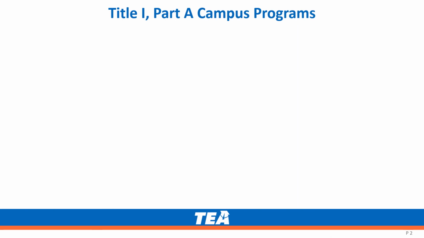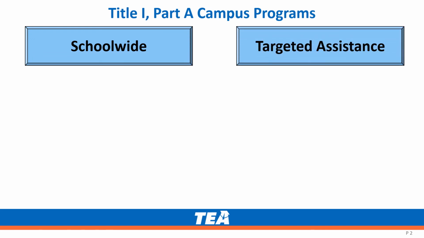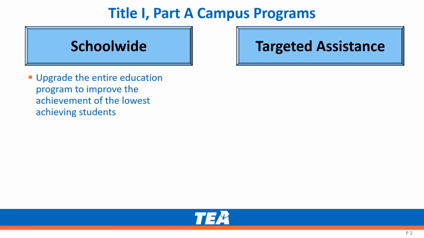Once it is determined that a campus meets Title I eligibility requirements, the campus will need to determine which Title I program the school will implement based on the eligibility criteria for each program. They can implement a school-wide program or a targeted assistance program. A school-wide program permits a school to use funds from Title I Part A and other federal programs to upgrade the entire education program in a Title I campus to improve the achievement of the lowest achieving students.